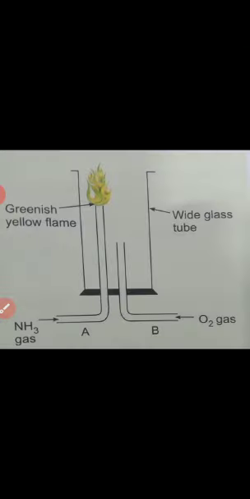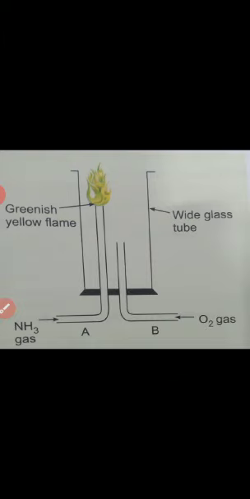Now I will show you the experiment here. What we will do is that, see, here we are taking two glass tubes. Through one glass tube we pass the ammonia gas and through the other we pass the oxygen gas. Here of course a cotton wool will be there, and we burn the ammonia gas in presence of oxygen, because oxygen gas is being passed through here.